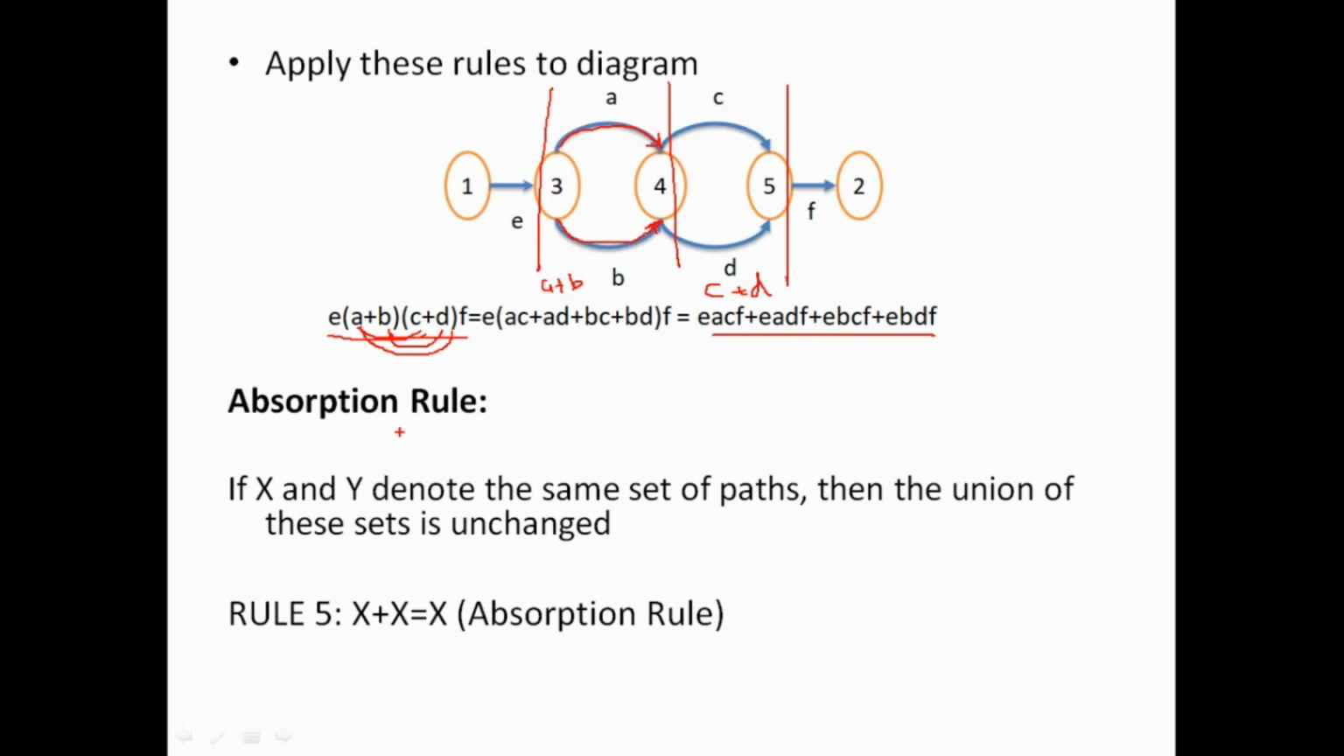Let's go for the absorption rule. If x and y denote the same set of paths, then the union of the sets is unchanged. If we consider x plus x, in the absorption law we get x itself. If both are parallel links, the set of parallel links we need to add.